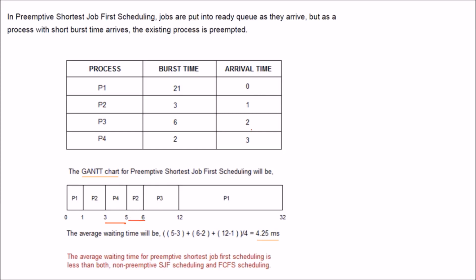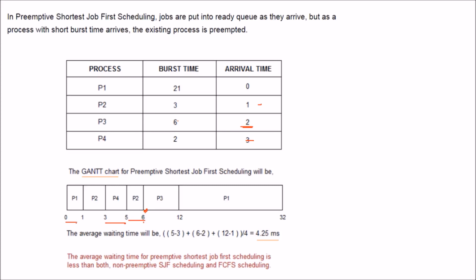Now P3, because it has come at 2, but because of P2 and P3 it has to wait here. And how much wait does it have to do? 6, because at 6 it will start, but it has already come at 2, so it has to wait for some time. Then next is P1.